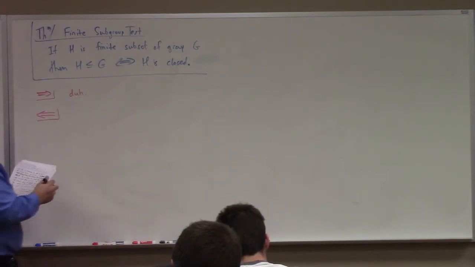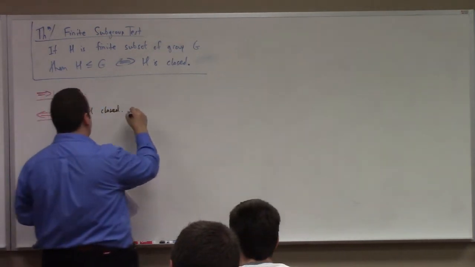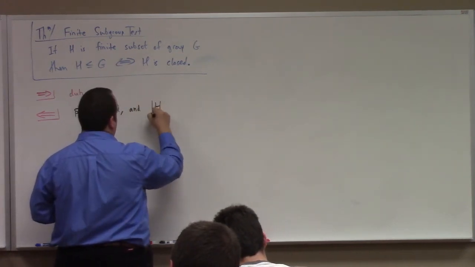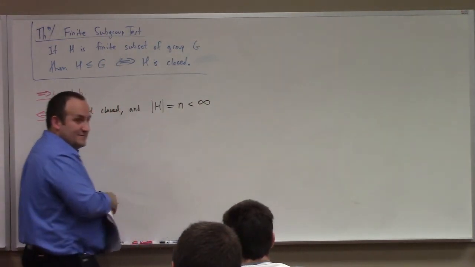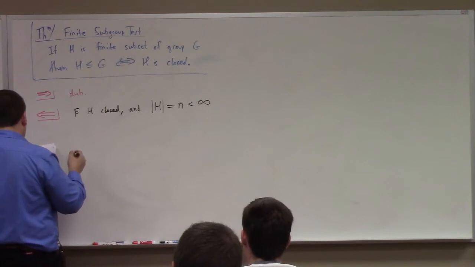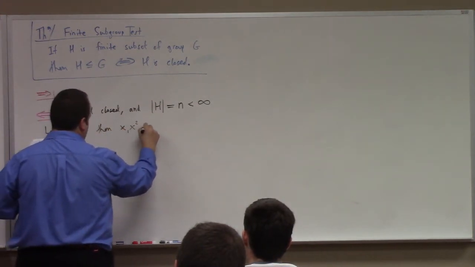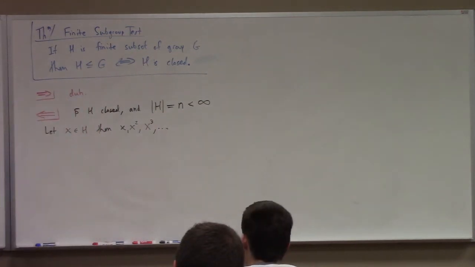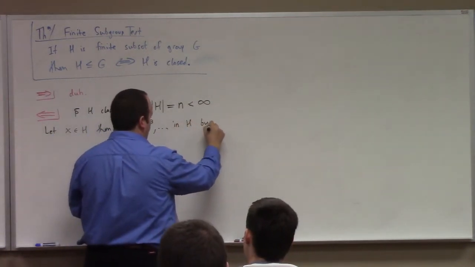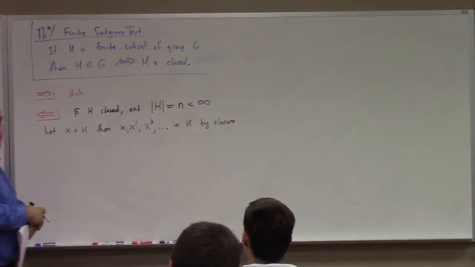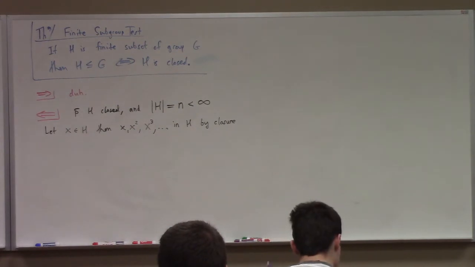So let's suppose H is closed, right? And H is finite, right? So suppose the order of H is equal to n, less than infinity, finite. If we let x be an element of H, then notice that x, x squared, x cubed, and so forth and so on, by closure, are what? These are, again, in H by closure, right? Because the product of x with x is a product of things in H, which must again be in H, right? Yet H is finite. So eventually this list has to repeat.